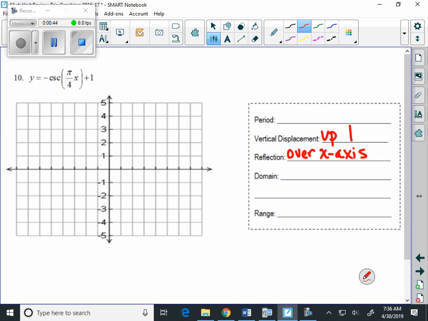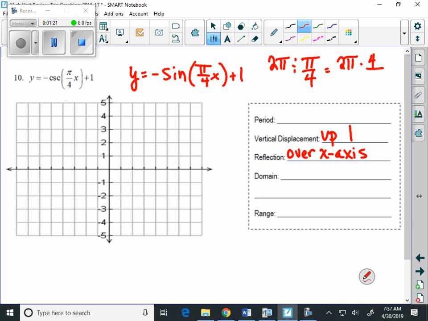Well, eventually what we're going to be doing is graphing this function y equals negative sine of pi over 4 x plus 1. And we need to come up with the period of this. The period of sine is 2 pi, which means that the period of cosecant is also 2 pi. So to calculate our actual period of this function, we're going to take 2 pi divided by pi over 4, which really means 2 pi times 4 over pi.